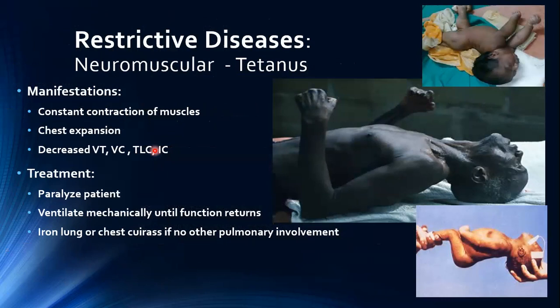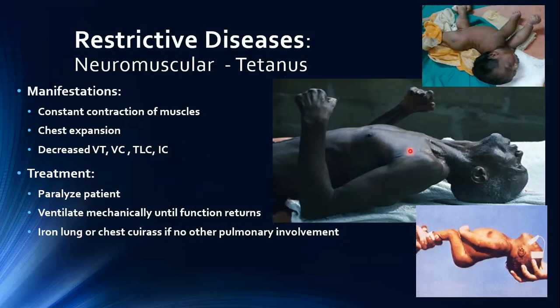Tetanus is a neuromuscular disease, right? That is constant contraction of the muscles, decreased chest expansion, of course decreased tidal volume, vital capacity, TLC, all the same spirometry results, right? But look at this baby right here. This baby is completely contracted. Somebody's holding his hands, somebody's holding his feet, and somebody's holding his head. The baby is not sagging in the middle because his body is hard, solid.